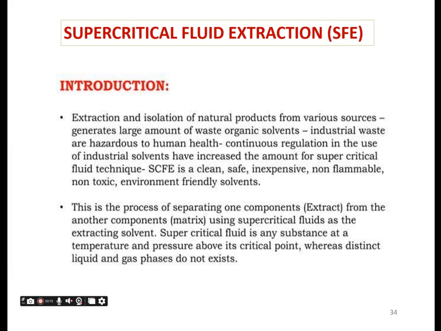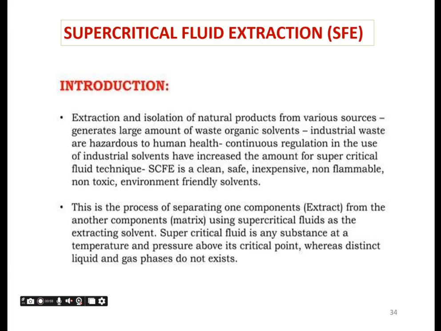Because extraction and isolation of natural products from various sources generates a large amount of waste organic solvent. The industrial waste is really hazardous to human health, and that's why regulation of the use of industrial solvents has continuously increased. So most industries use supercritical fluid as a solvent for extraction because it is clean, safe, inexpensive, non-inflammable, non-toxic, and environment friendly. This is the process of separating one component from another using supercritical fluid as the extracting solvent.